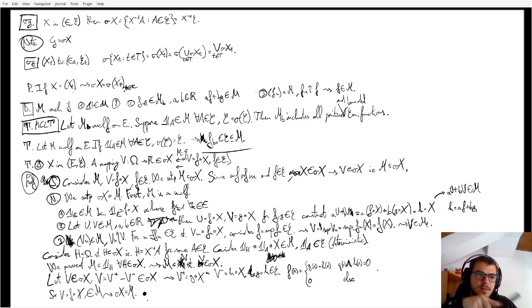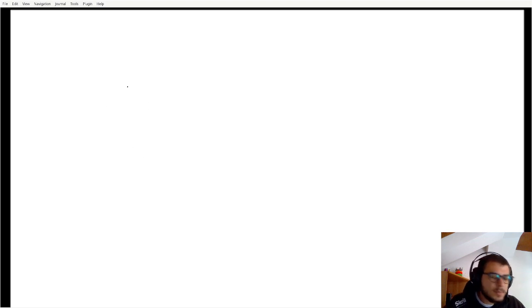Okay, so by means of this result, at the end of the day, we know that this gives us a condition to check the measurability of random variables with respect to a sigma algebra generated by another random variable. Okay, good. It was less complicated, I think, than I initially thought.